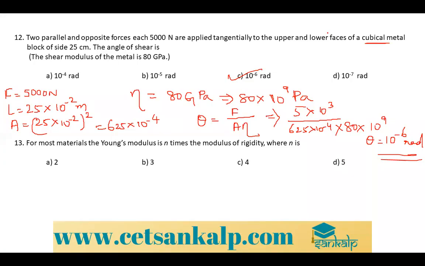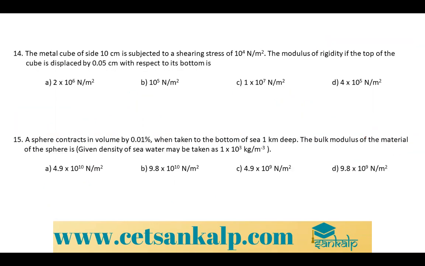So the next problem is like this. For most materials, the Young's modulus is n times the modulus of rigidity, where n is. So for most of the material, you can say eta is equal to 1 by 3 into Y, or Y is equal to 3 eta. So from this you can say n is equal to 3. Option B. So the next problem.